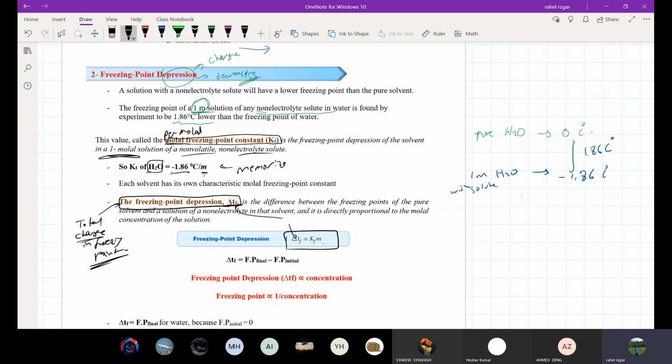The KF is a constant number. For every solvent, we know that constant number. We know that for every solvent, when the concentration changes by 1 molar, how many Celsius it will decrease. For example, for water, we know it's minus 1.86.